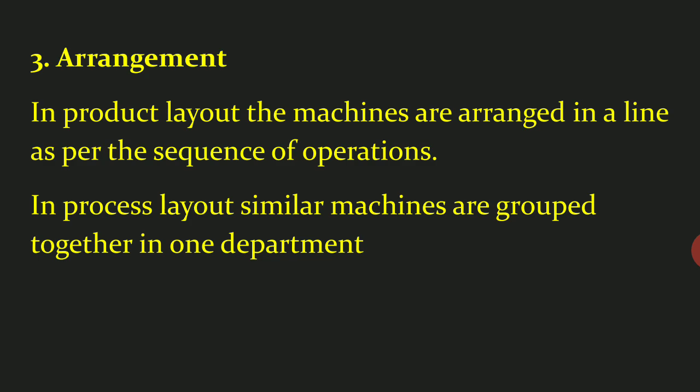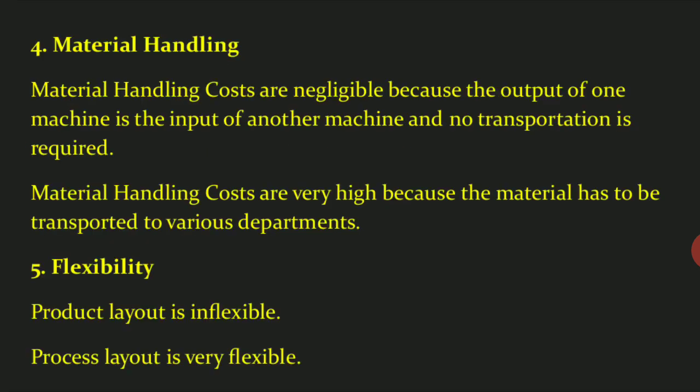Definition, number 1, the point of difference. Suitability, number 2. Number 3, it is about the arrangement. We move on to the fourth one, that is material handling. Now, how is material handling done in product layout? Material handling costs are negligible because the output of one machine is the input of the other machine. That means the flow is according to the sequence, one to the second, second to the third, and likewise.